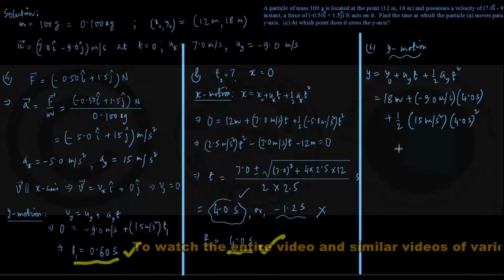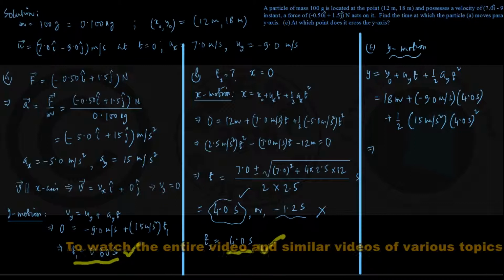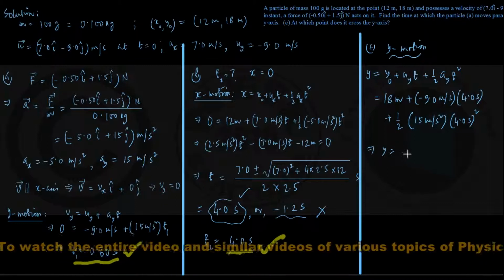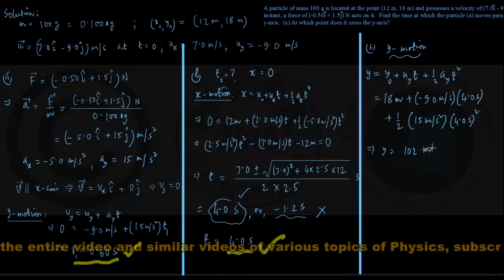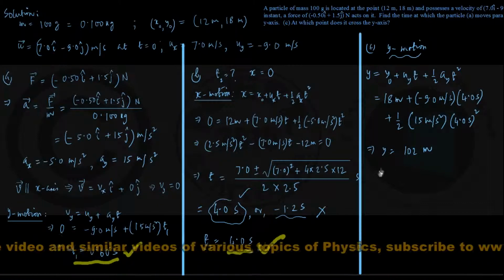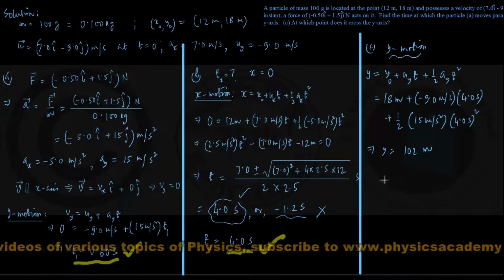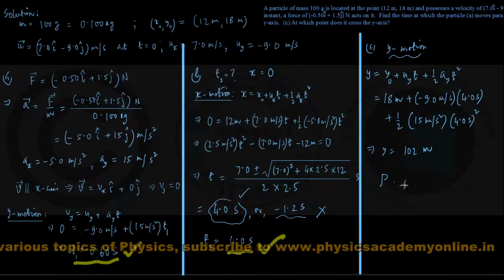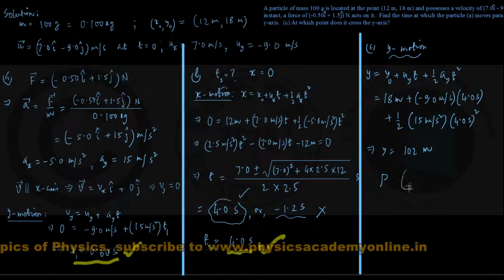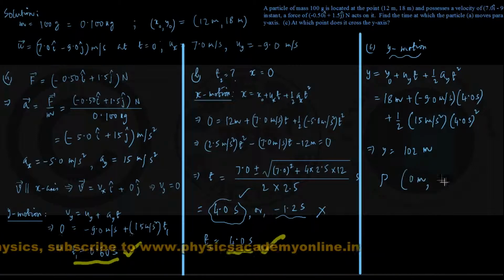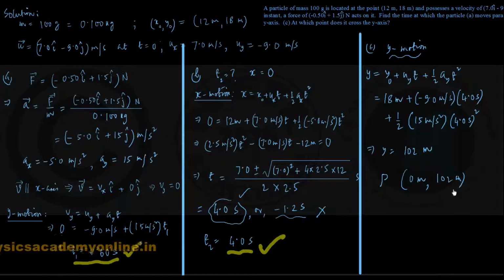Complete the calculation and show that this is giving me y is equal to 102 meters. So once we know the y coordinate of the point at which the particle crosses the y-axis, we know the point P at which the particle crosses y-axis has coordinates of 0 meter, 102 meter, isn't it? The x coordinate of the point is 0 meters, y coordinate of the point is 102 meters. And that is the answer of part C of this question.